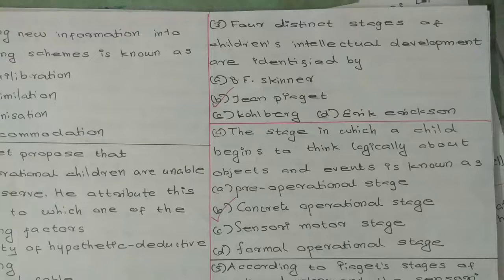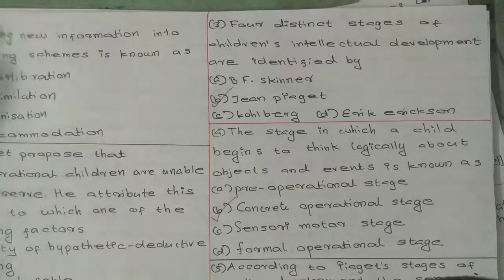Question number 4. The stage in which a child begins to think logically about objects and events is known as option A, pre-operational stage, option B, concrete operational stage, option C, sensory motor stage, option D, formal operational stage. Answer concrete operational stage.